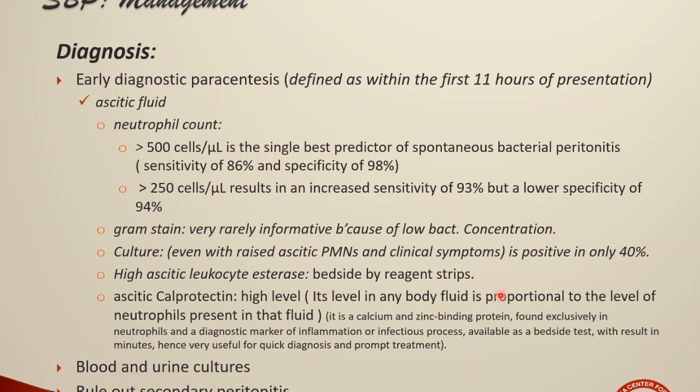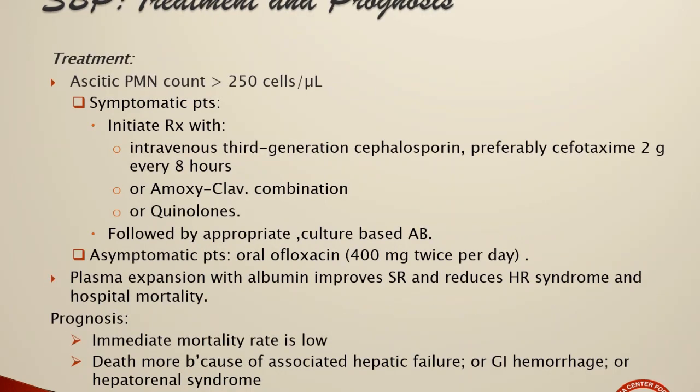a count even without putting the ascitic fluid under the microscope. At the bedside, you can say, yes, this patient has a high leukocyte content in the ascitic fluid. Or you can do ascitic calprotectin, high levels are found, and its level in any body fluid is proportional to the level of neutrophils present in that fluid. You can also go in for blood and urine cultures, to rule out secondary peritonitis as stressed earlier. These are all additive for diagnosing infection of SBP.